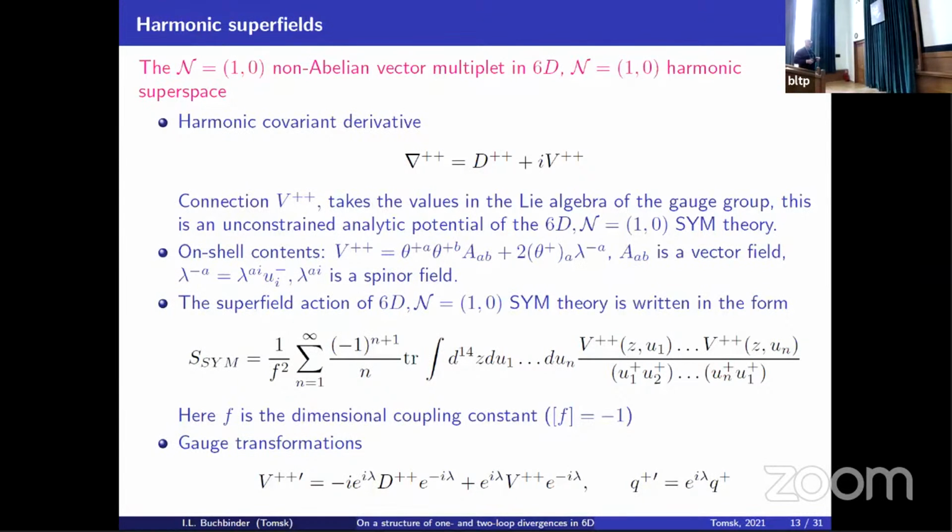Vector multiplet describes this analytic superfield V++. It contains in the shell vector and spinor, and there is an action for the theory. It looks non-local, but the non-locality is also in harmonics. It's local in space-time. Since we work in high dimensions, we introduce the dimensionful coupling constant. It is a gauge theory. There are gauge transformations, but it doesn't matter in principle.